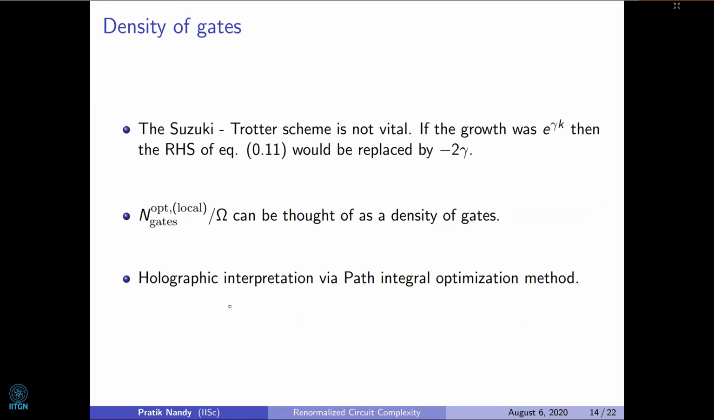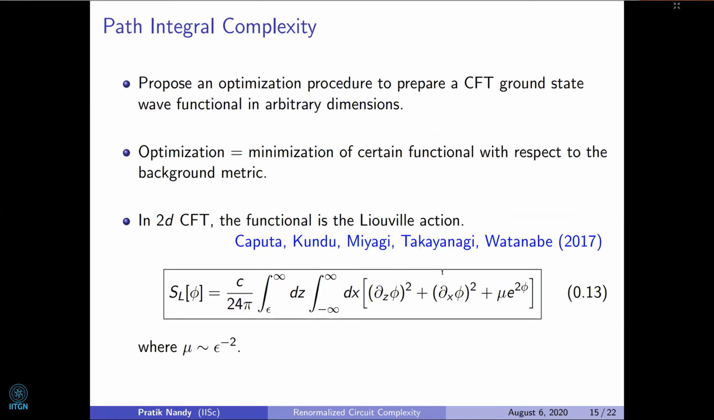In the next section, we will see this can be achieved by using the path integral optimization method developed by Tadashi and other people, which is basically the minimization of a certain functional with respect to some background metric. In 2D CFT, it is well known this is given by the Liouville action. Here z is the Euclidean time, and x is the spatial coordinate, and this is the potential term, this is some kinetic term, and this is the central charge.